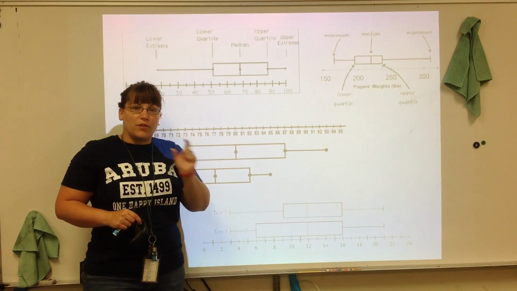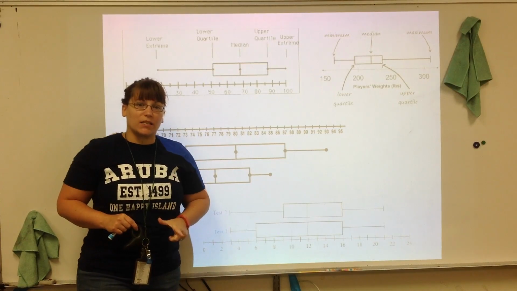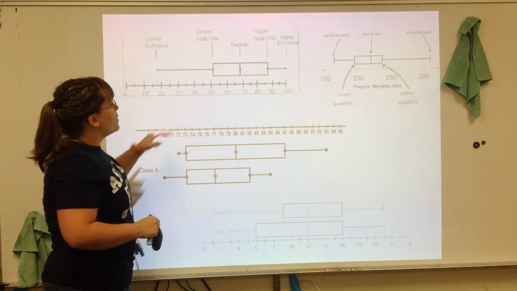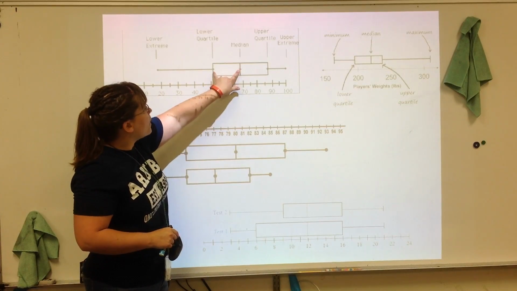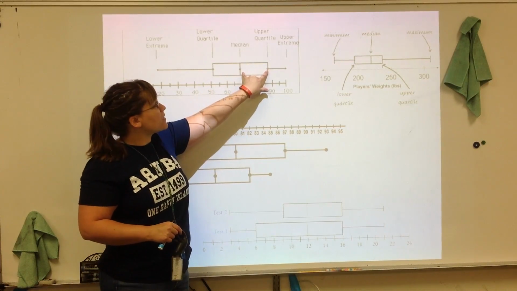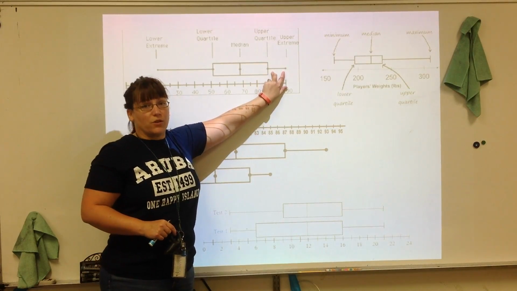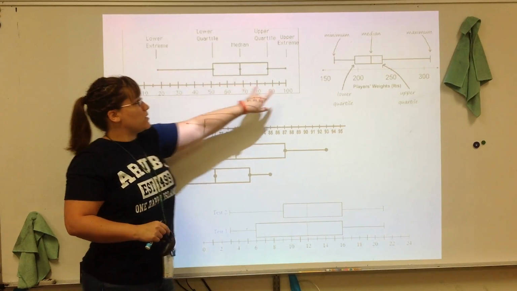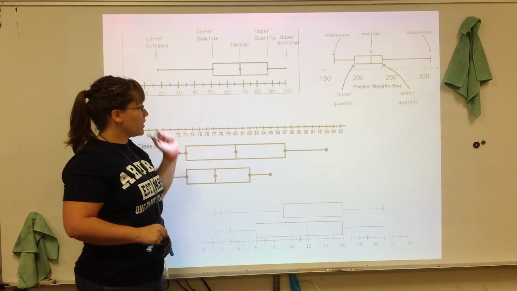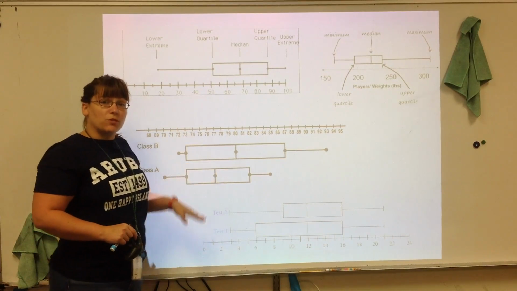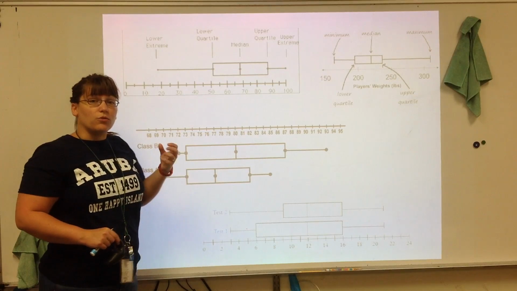Now I want to talk about the actual size of the boxes. That matters. Sometimes the box on the left is going to be the same size as the box on the right. That's important to note. Sometimes the whiskers are going to be different lengths. You can see this one's short and this one's long. The bottom two are something that you can do to compare.